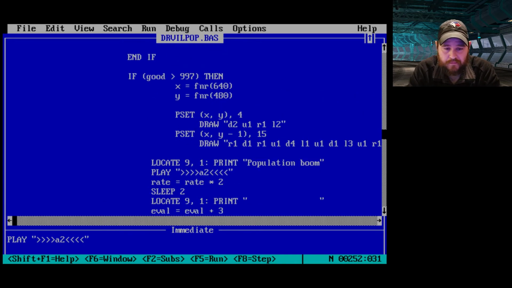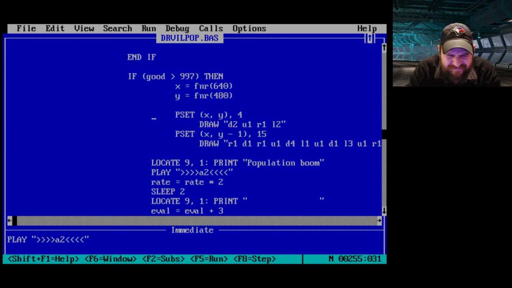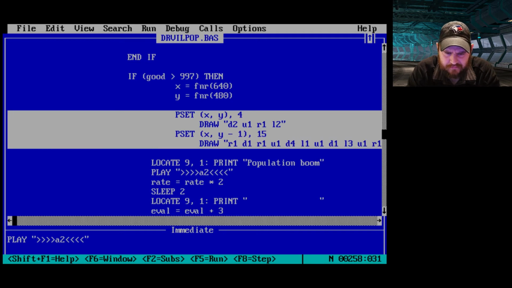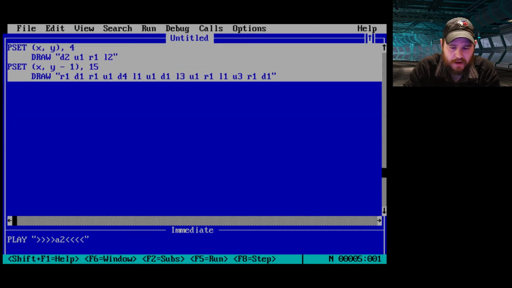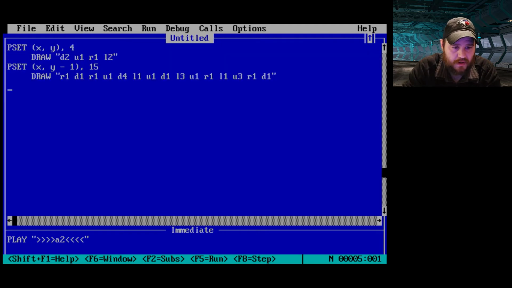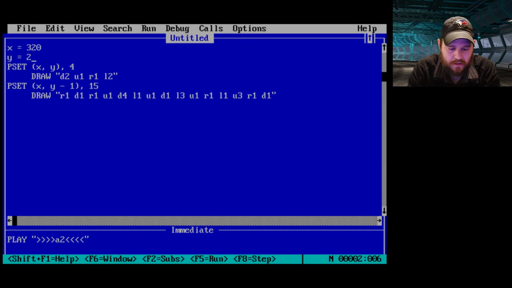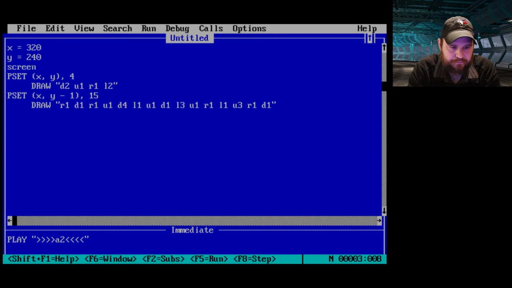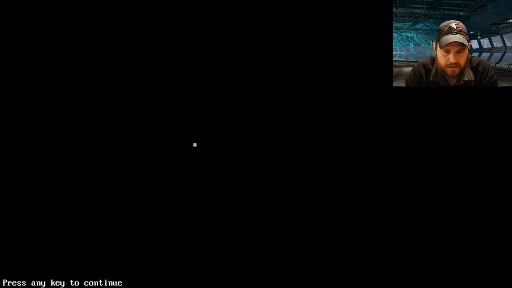Okay. Let us do this. I don't know what else to do. I do want to save my spot, but I do want to see this being drawn as well. So what is the population boom? Okay, there's no randomization on this. There's the population boom.